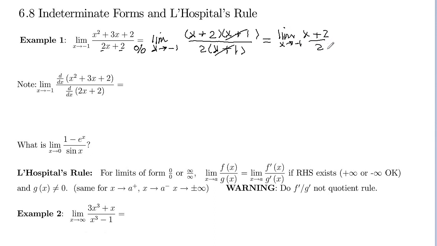X plus 2 over 2. So these two expressions are equal every place except at x equals negative 1. And since x is approaching negative 1 and never reaches negative 1, the two limits will still be equal. But this is a continuous function at negative 1. We can just plug in to get that limit. It's negative 1 plus 2 over 2. So that's 1/2.